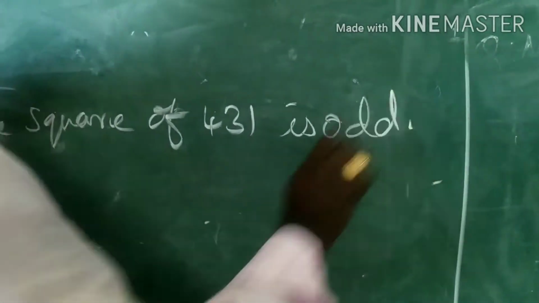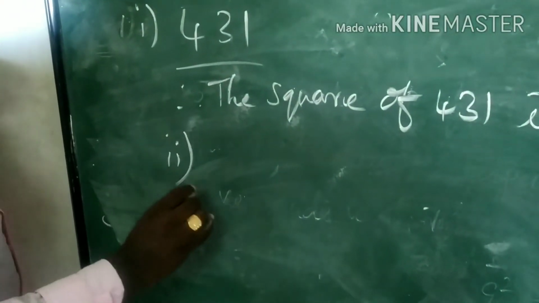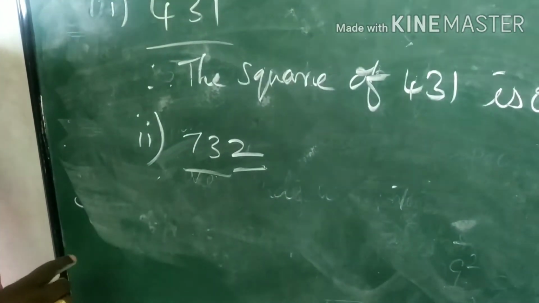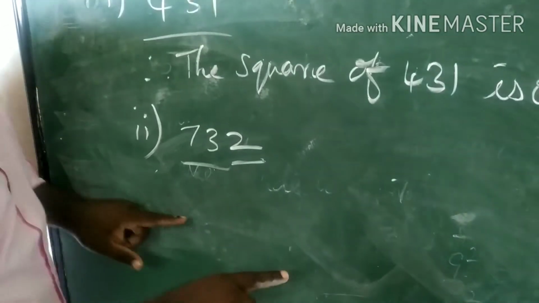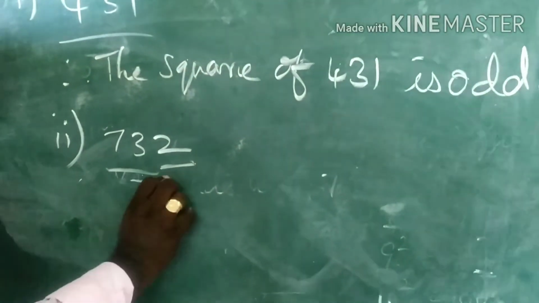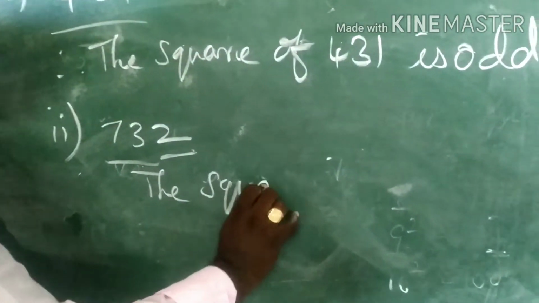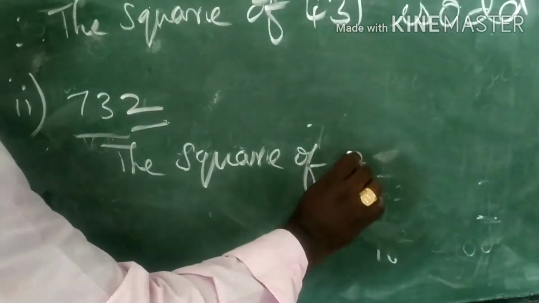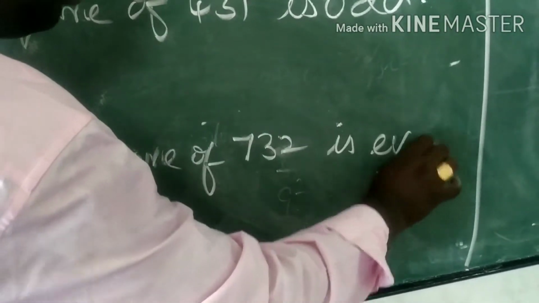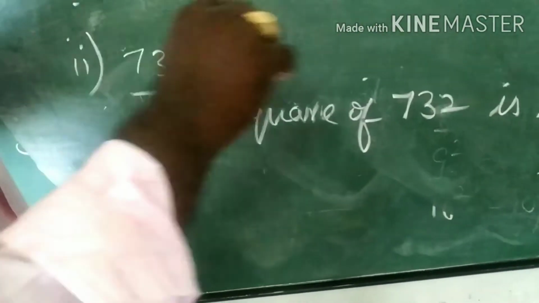For example, if a number ends with an even digit, like 732, the square of that number is not odd, it is even. That is property number 4. The square of 732 is even. You simply write it like this, in statement form. Okay.